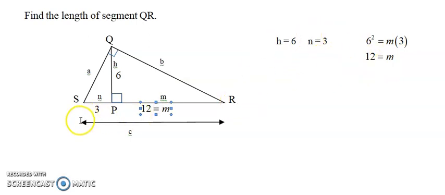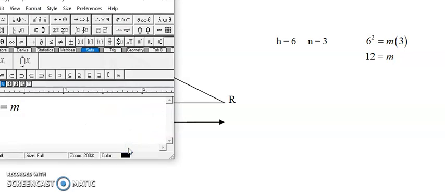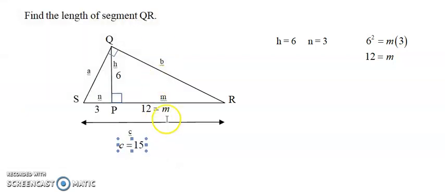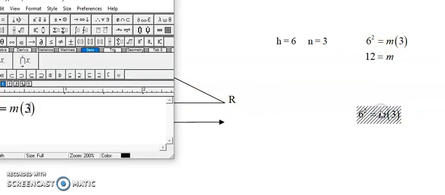There's another relationship here, which is that M plus N is equal to C. That's just by the setup of the diagram. I know that C is the entire length. That means that C here is equal to 12 plus 3. That's 15. I know that too. So what I'm looking for, QR, corresponds to B in my diagram. I can just use the formula. I have one like that: B squared is equal to C times M. And solve.